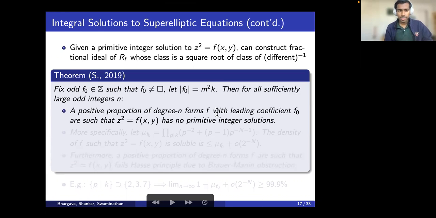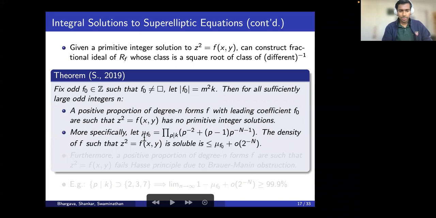Then for all sufficiently large odd degrees n, a positive proportion of degree n forms f with fixed leading coefficient f naught are such that z squared equals f of xy, the superelliptic equation, has no primitive integer solutions. More specifically, we'll define the quantity mu f naught to be the product over primes dividing k of this small quantity here, p to the minus 2 plus p minus 1 times p to the minus big N minus 1.